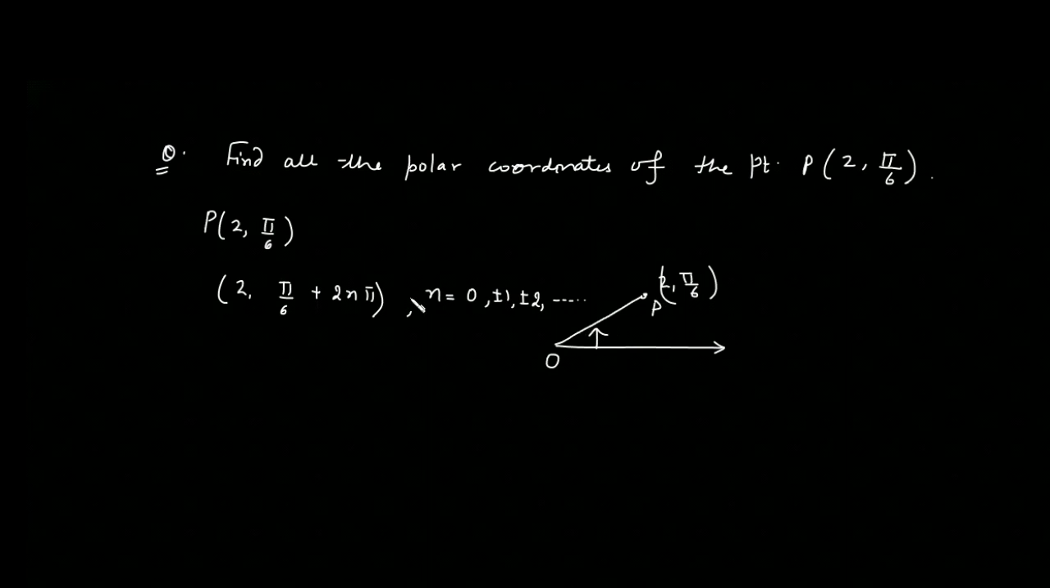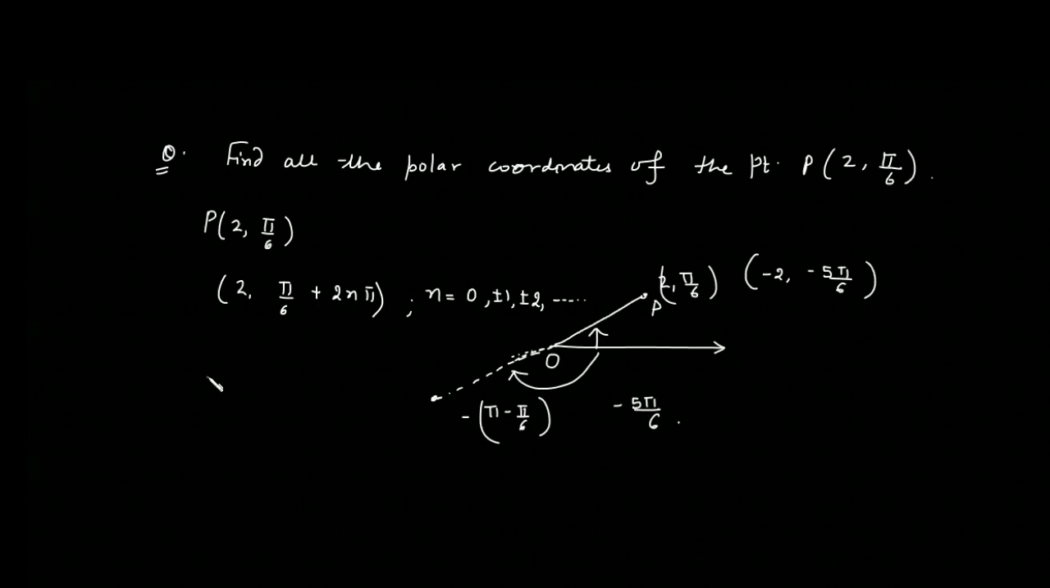Right? The other representations are by considering the backward distance. So for the backward distance, the turn is this one. This is pi minus pi by 6 with negative sign. So this is minus 5 pi by 6, and then cover the backward distance, you will reach the point P. So the representation is minus 2, minus 5 pi by 6.